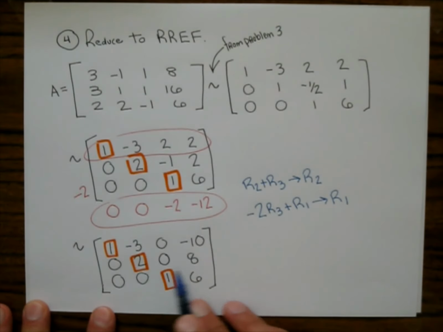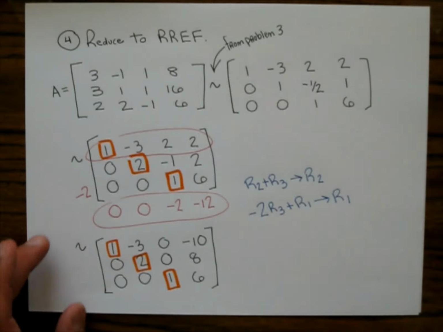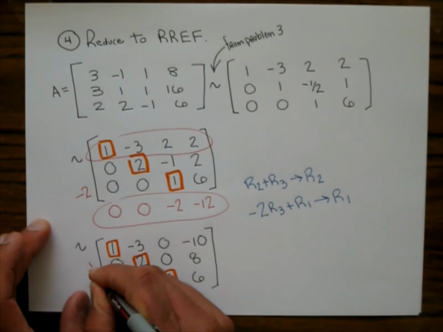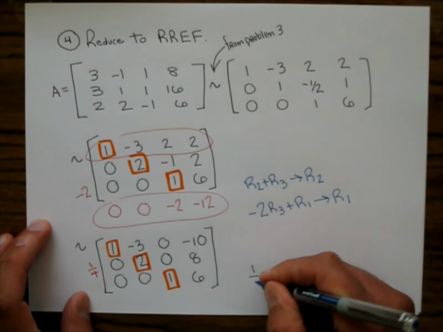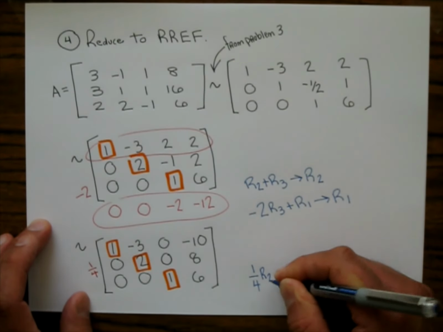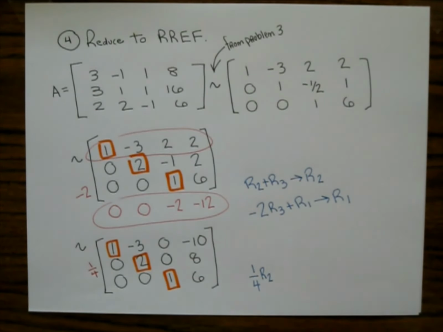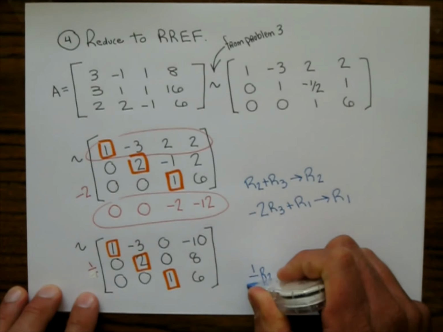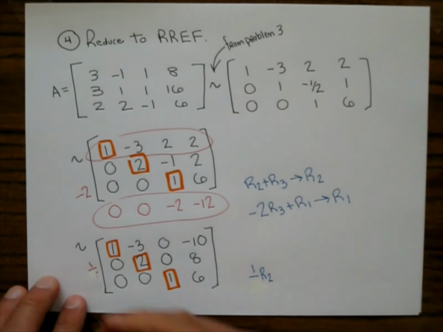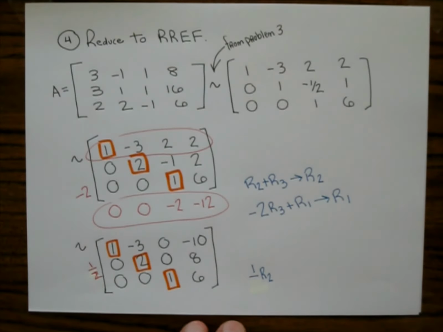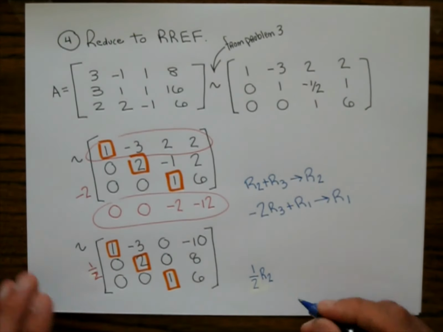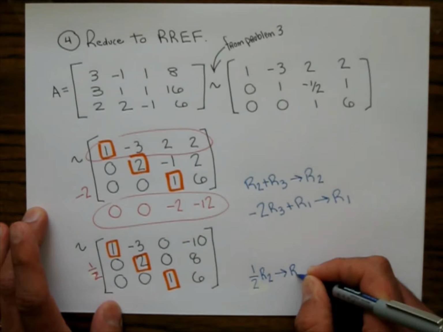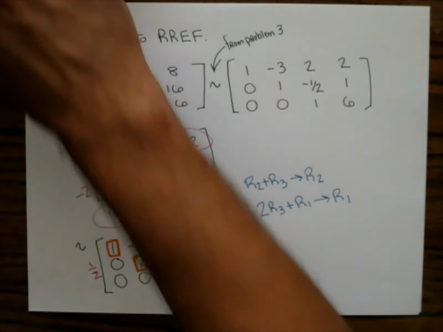Okay, now I'm going to use this 2 as a pivot. Well, actually it's a 2 and there's an 8 there. So before I do that, I think I'll multiply row 2 by 1/4. Not 1/4. I could do that, but I don't want to. I'm going to multiply it by 1/2. So 1/2 row 2 is going to become the new row 2. And we'll get another piece of paper here.